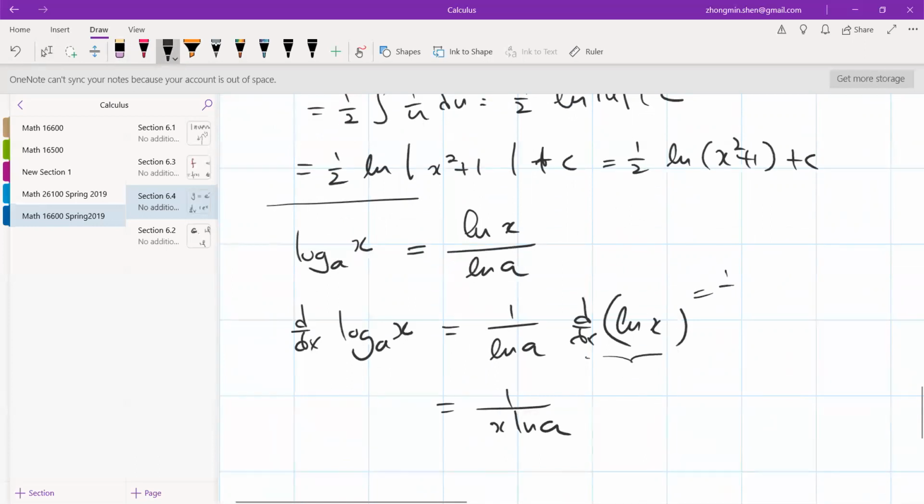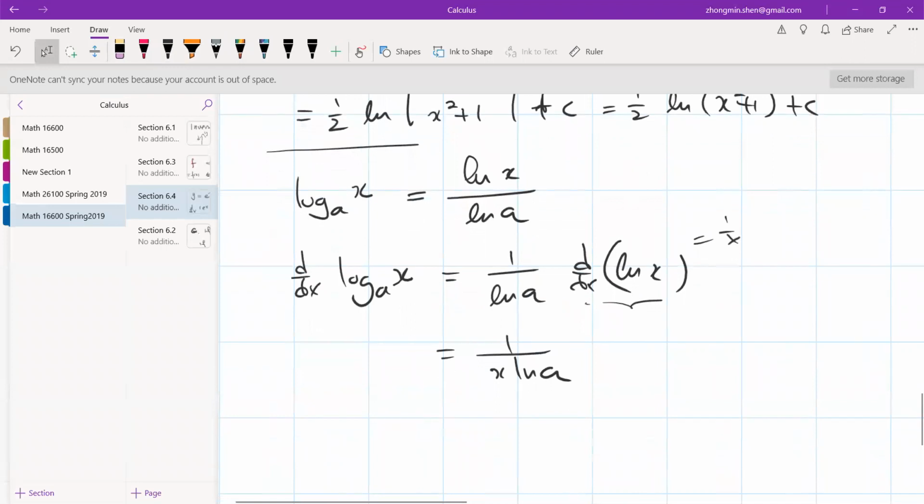Right, this is 1 over x. The natural log of x shows up naturally. Remember, if you have the derivative of a to the x, you have a to the x, and you also get a natural log right here. This is the nature of this name. That's why I call it the natural log.